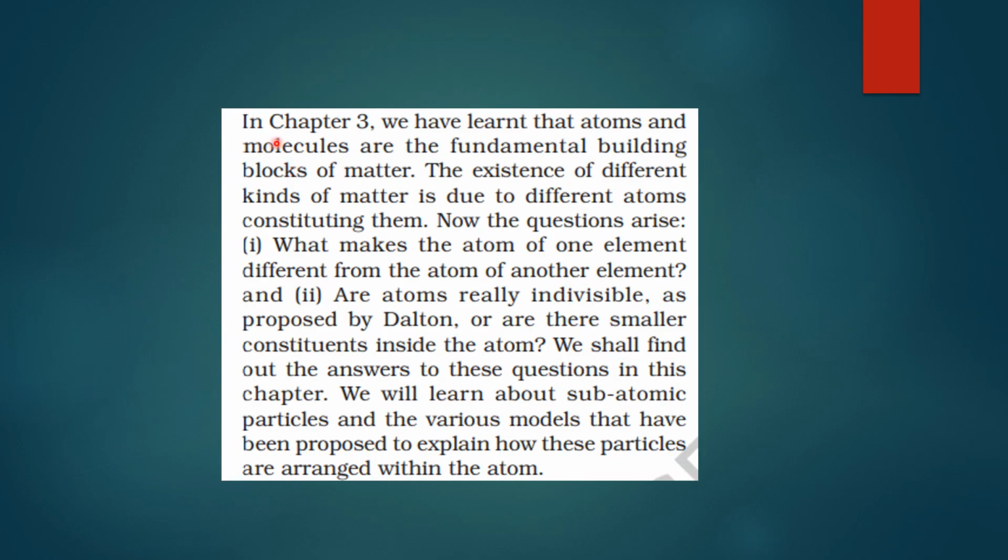So you saw in chapter 3, okay? We learned that atoms and molecules are the fundamental building blocks of matter, right? If you have not attended the chapter 3 lectures, you can watch them in the playlist, right? Now, the existence of different kinds of matter is due to different atoms constituting them. Okay, like suppose we have hydrogen and oxygen, so why are they different? Because their atoms are different. Hydrogen atoms are different, oxygen atoms are different, right?